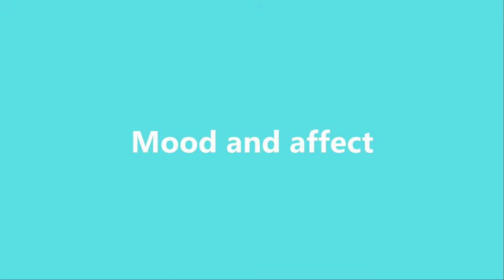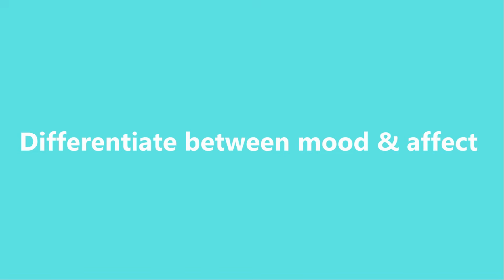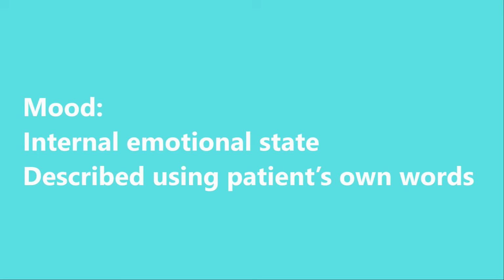The third element of the mental state examination is mood and affect. It can be difficult to differentiate between the mood and affect of a patient. If you're not sure what is mood and what is affect, mood is what the patient tells you, and affect is what you observe. Mood is the patient's internal emotional state. It is described using the patient's own words. Example: I'm happy, my mood is low, I'm anxious.